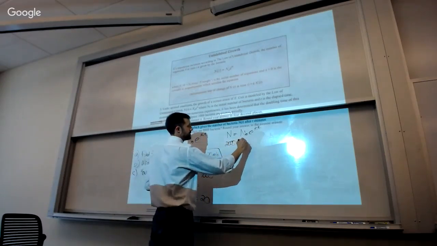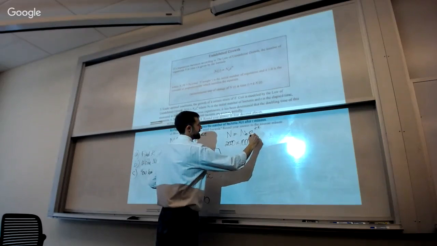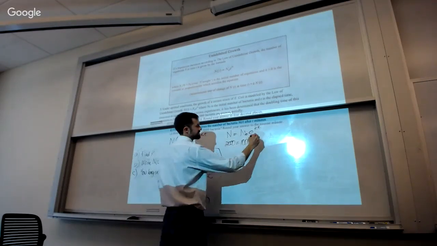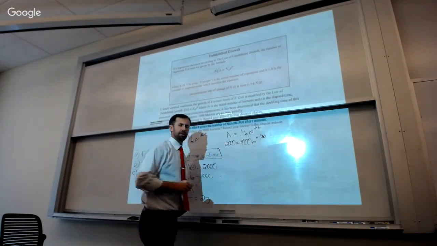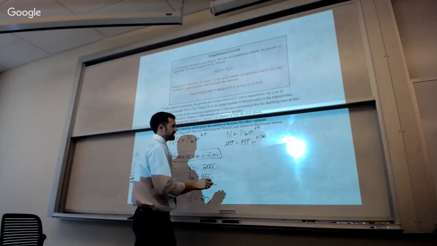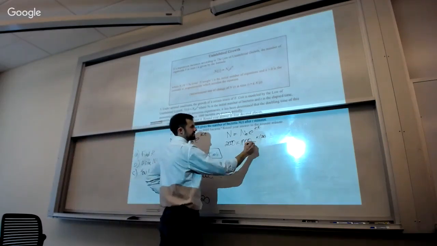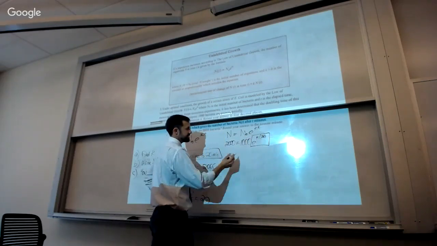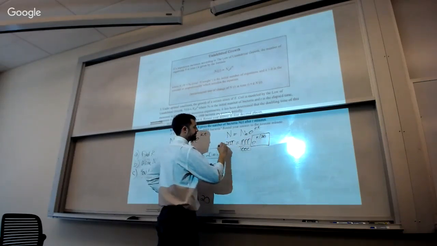My initial amount is 1,000. E to the k, which I don't know, but t is 20 minutes. Well, by the way, notice that in this problem, time is in minutes, not in years. Okay, so we need to solve for k. It's in the exponent. This is our exponential. We want to isolate it, so we're going to divide off the 1,000.